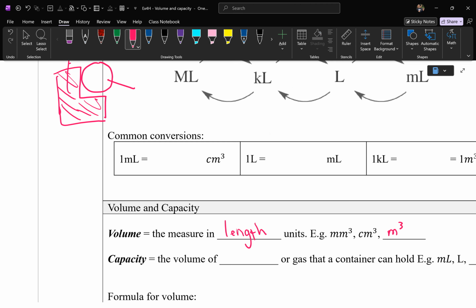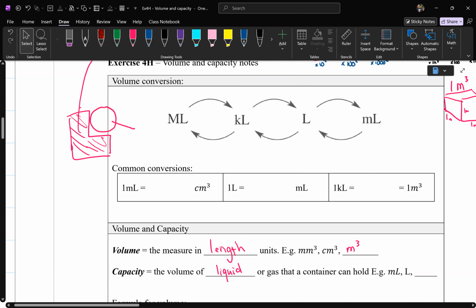But when they say capacity, they mean liquid. So fill this in. Liquid or gas, how much it can contain. Same idea, but just a different measurement. One is measured in liters, one is measured in length units. So one's in liquid form, and one is in actual length form. Now, you need to learn this one.